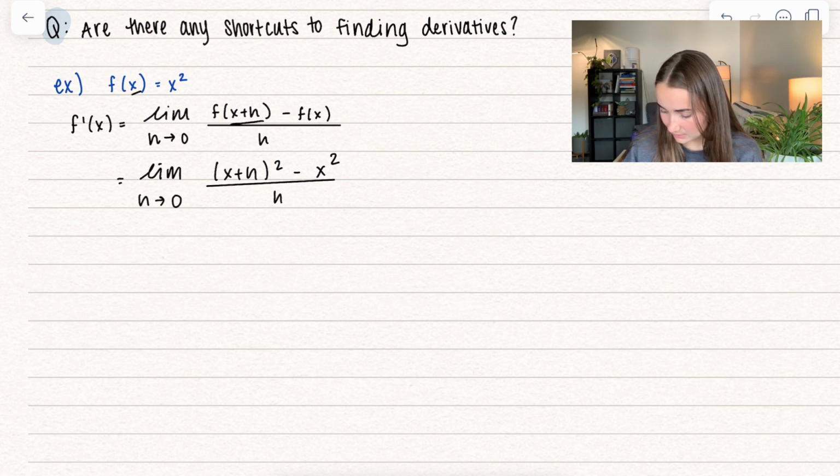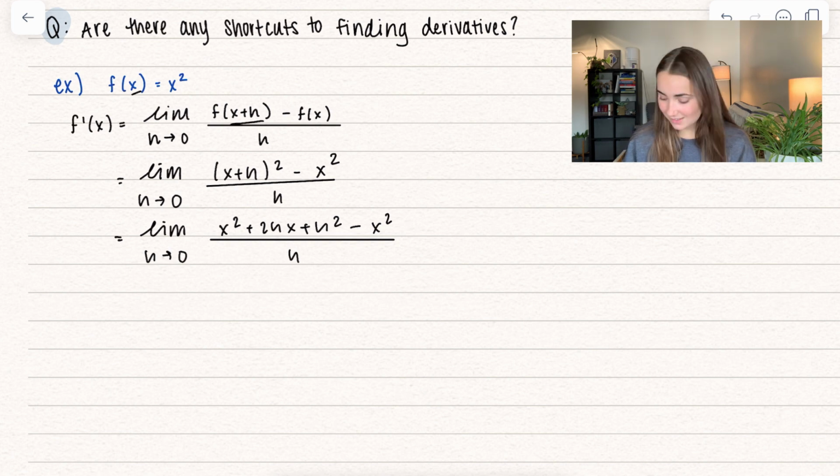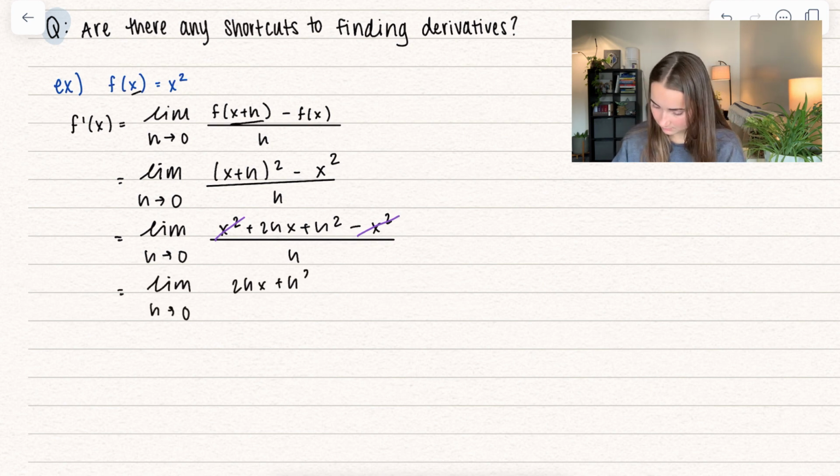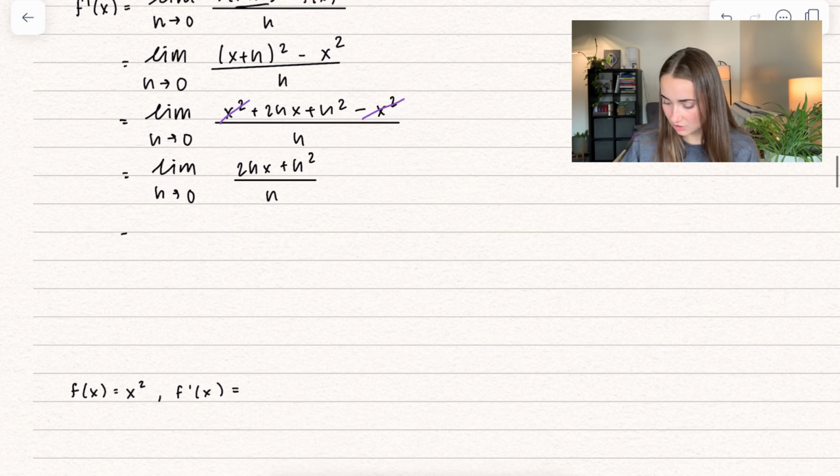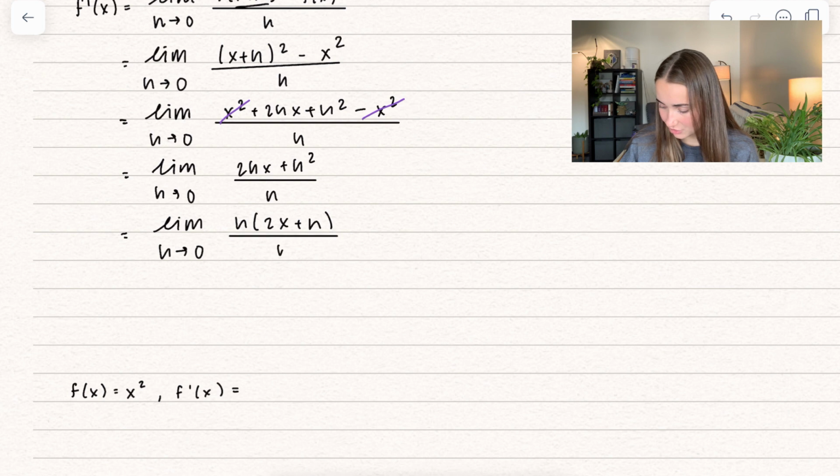So I want to go ahead and simplify that out. So here we always get to the point where things are going to cancel out. So my x squared and my minus x squared cancel out, and this is what I'm left with. So we want that h in the denominator to go away, and so we want it to divide out. I can do that by factoring an h out of the numerator. So I have the limit as h approaches 0. In the numerator, I pull an h out and I get 2x plus h. In the denominator, I still have that h. And so now I have that my h's divide out, and this is what I'm left with.